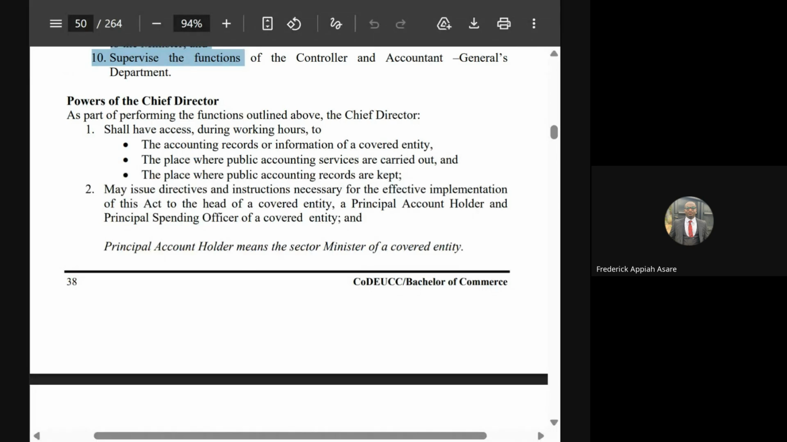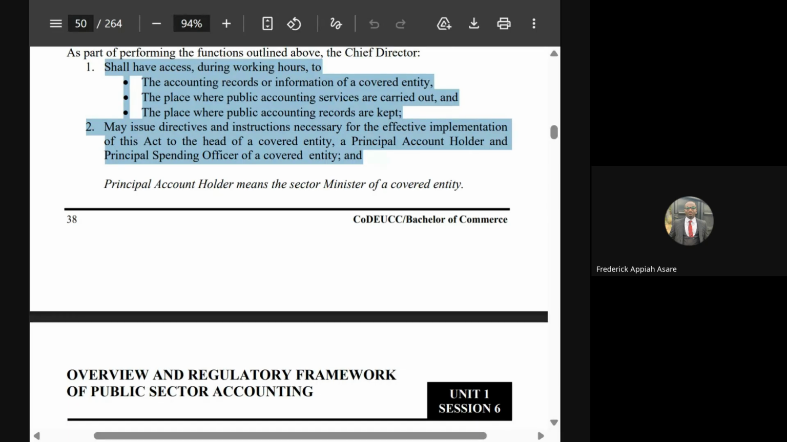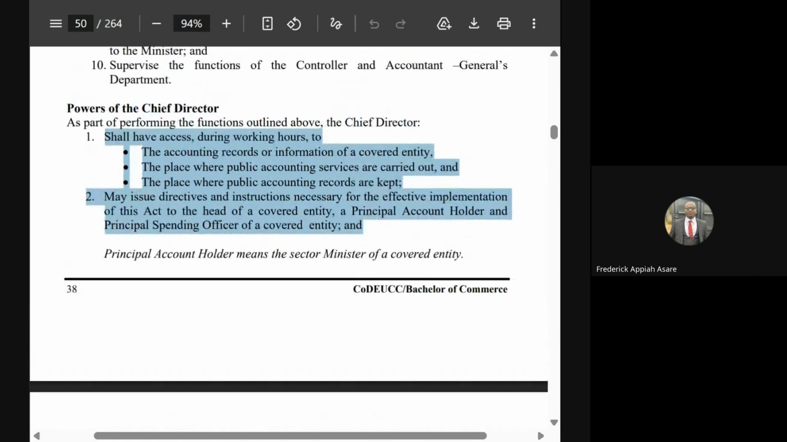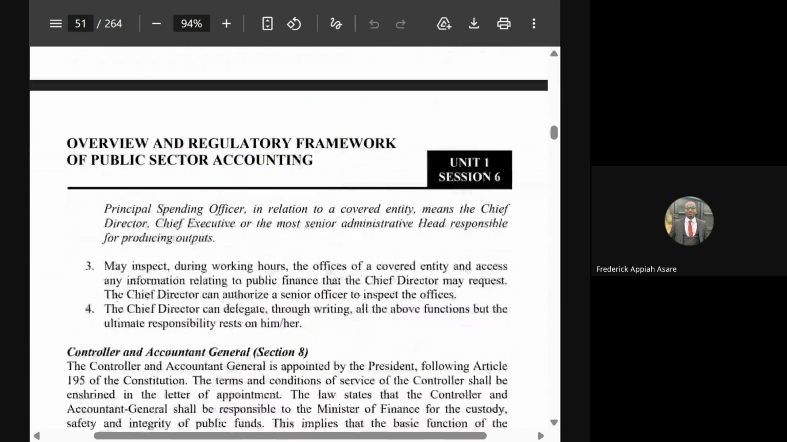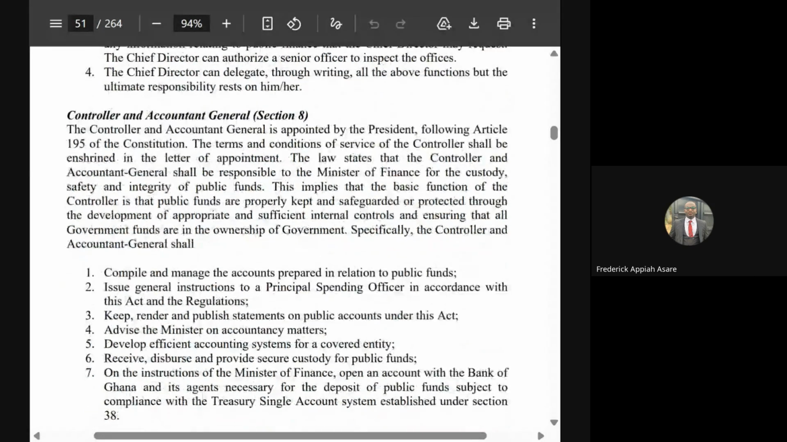We have the powers of the chief director also, which cover the following: he shall have access during working hours to accounting reports, places where public accounting services are carried out, and places where public accounting reports are kept. They may also issue directives and instructions necessary for effective implementation. So you just have to know the powers of all those people that we have entrusted the public funds to, their roles as well as the powers and responsibilities that they have.